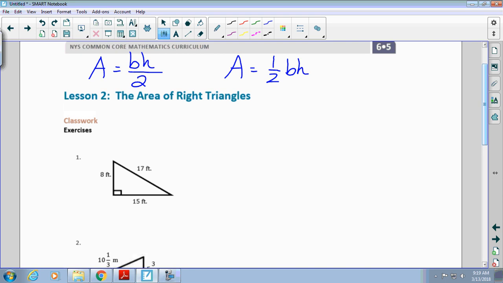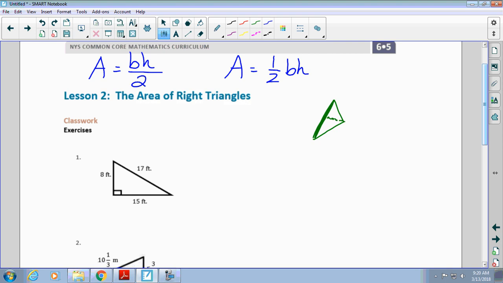What you're looking for is the same as with the parallelogram. You're looking for perpendicular lines, that right angle. They're starting you off with just right triangles, but be prepared. Tomorrow we're going to learn, for example, if we had something like this, you'd still look for the base and the height being perpendicular. Does that make sense?